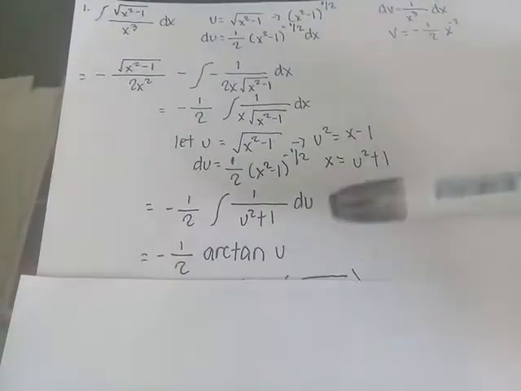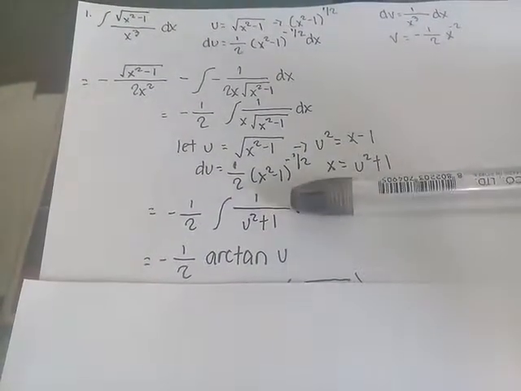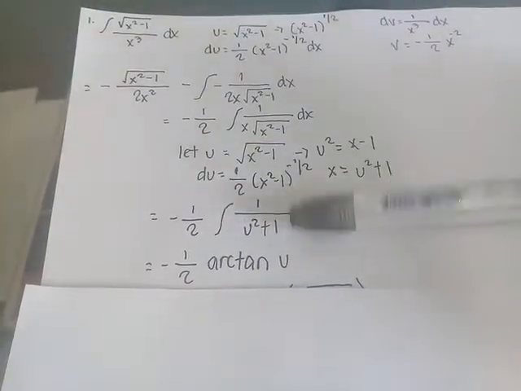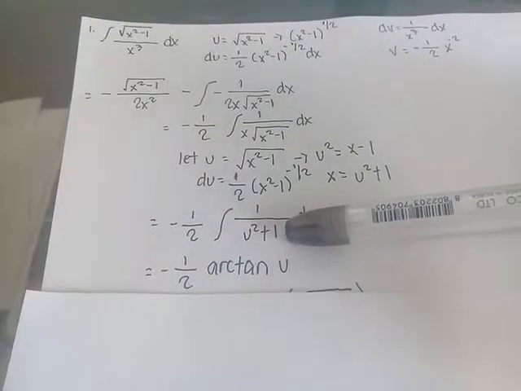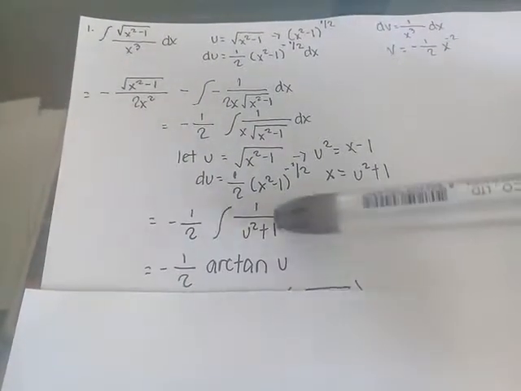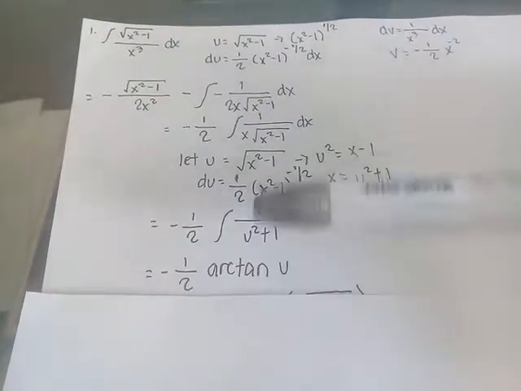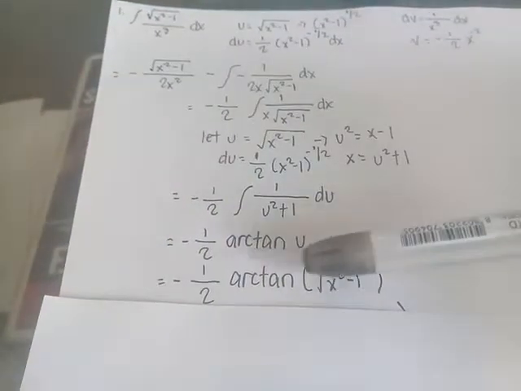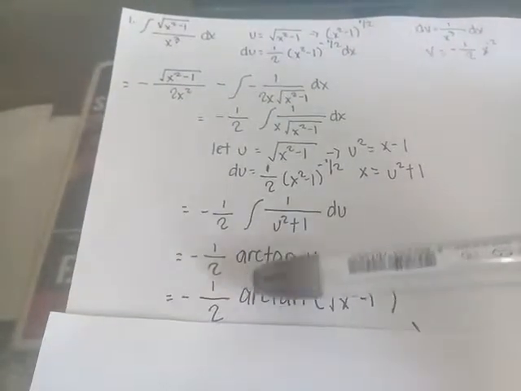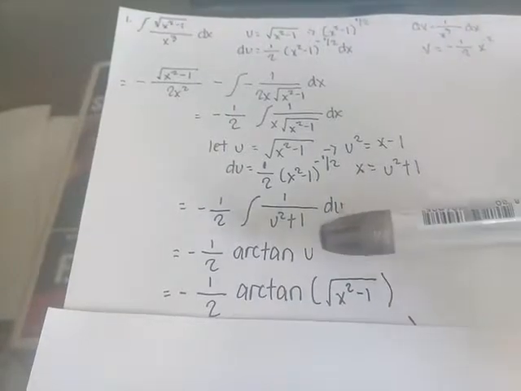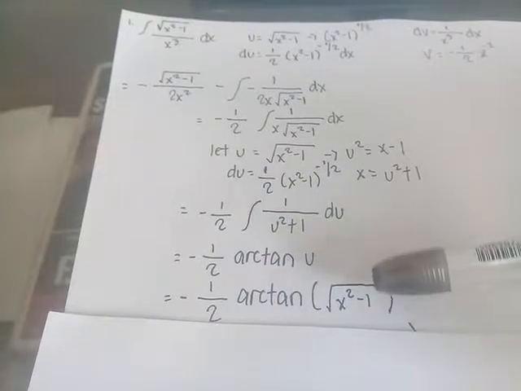So we all know that for this integral, it will result in an arctan. Since the denominator is u squared plus 1, we will convert it into arctan u. So negative 1/2 arctan u. Then we will now go back to the value of u, which is this one. So negative 1/2 arctan, and the argument will be square root of x squared minus 1.